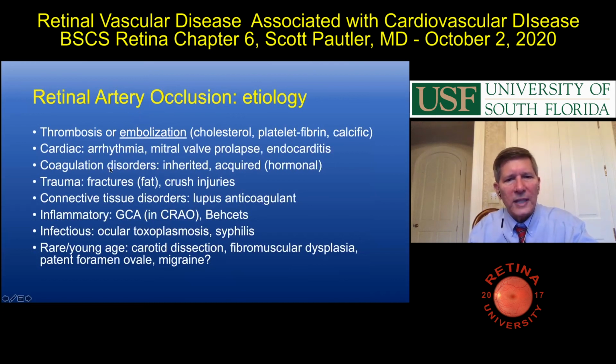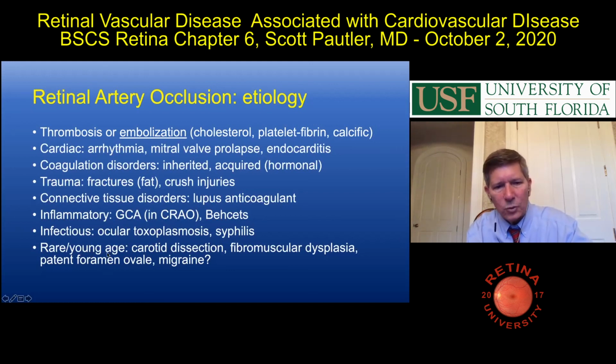Coagulation disorders can be seen in artery occlusions, but it's not very common. And I generally don't work up people for coagulation disorders unless they're young, like the vein occlusion patients. But trauma has been implicated, connective tissue disorders with lupus anticoagulant, giant cell arteritis, we've mentioned that, particularly in cilio-retinal and central retinal artery occlusions. Again, if you have a localized area of retinitis, you can get a secondary artery or vein occlusion for that matter.